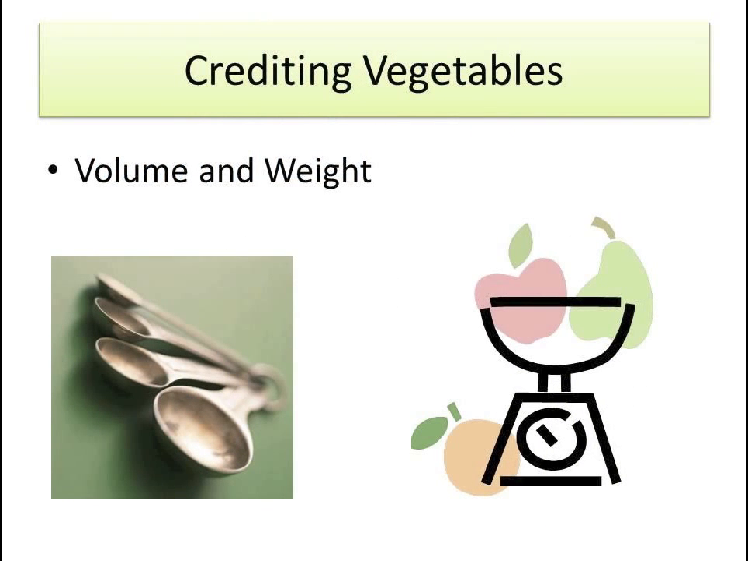The most difficult task for crediting vegetables is determining how much to buy or converting the weight into volume, since the new meal pattern requirements are in half, 3/4, or 1 cup measurements.